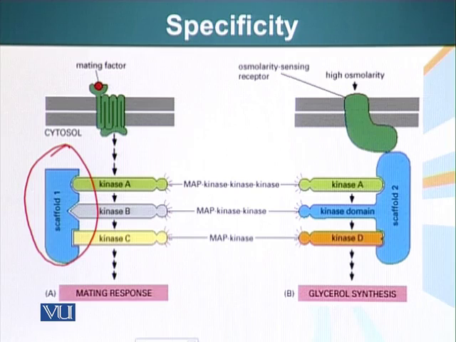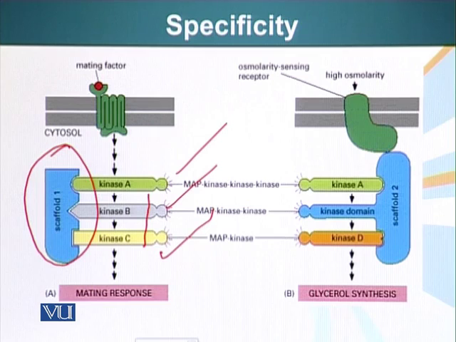For example, you will see in this example, here there's a scaffold 1, and it can accommodate kinase A, kinase B, and kinase C. This scaffold protein is restricting how the signal is transmitted. It is transmitted from A, B to C.